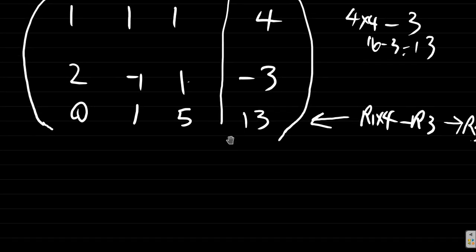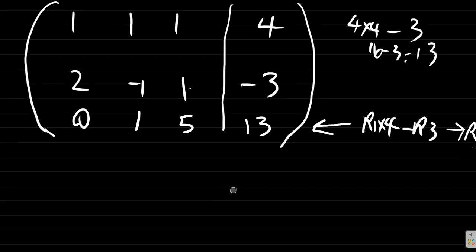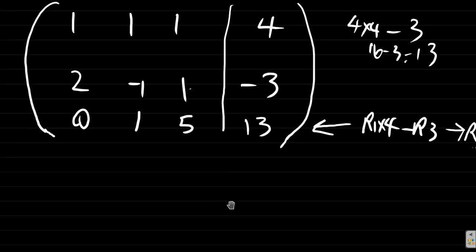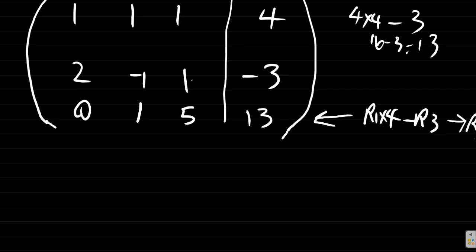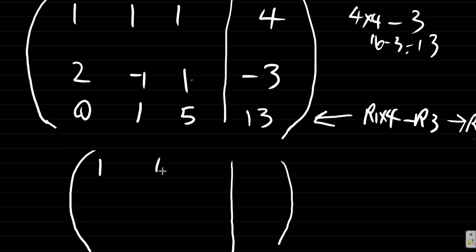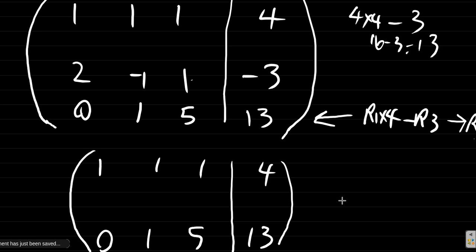Alright, so how are you going to do it? Let's rewrite row 1 and row 3. We're not going to change those. We're going to change only row 2. So row 1 is 1, 1, 1, 4. Row 3 is 0, 1, 5, 13.